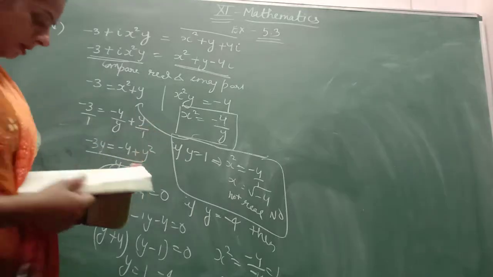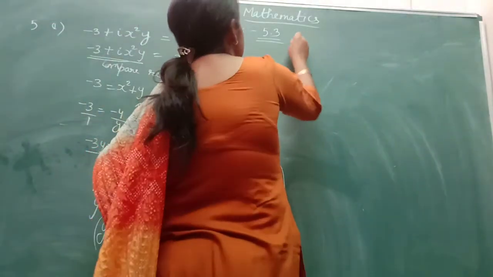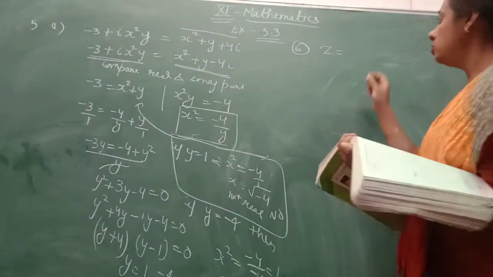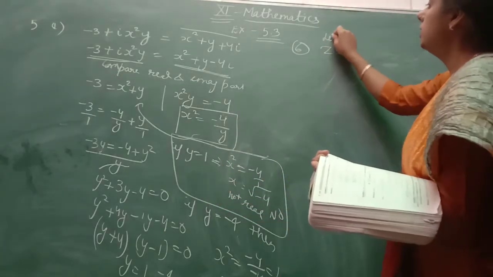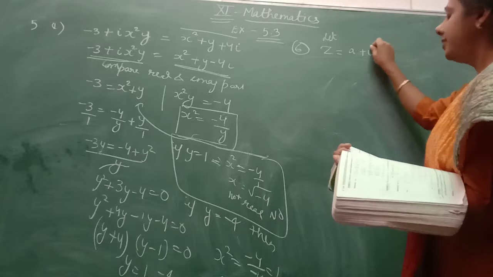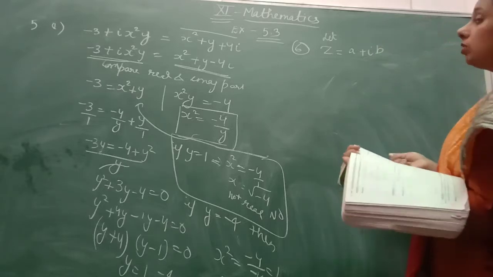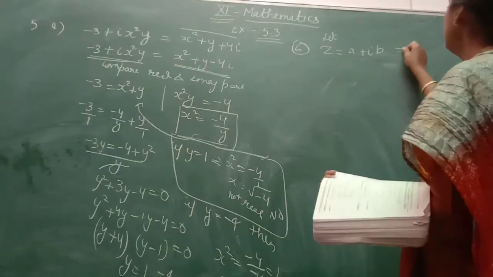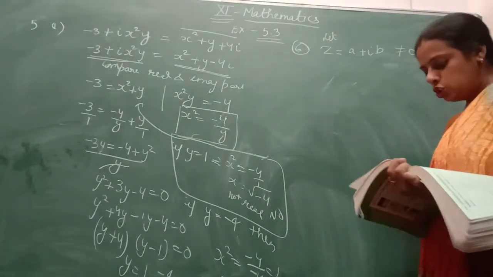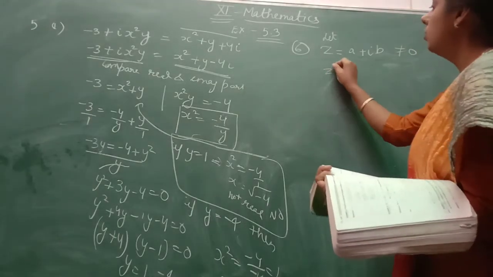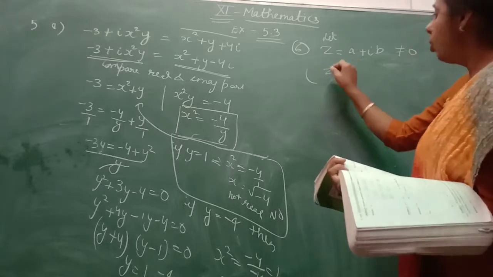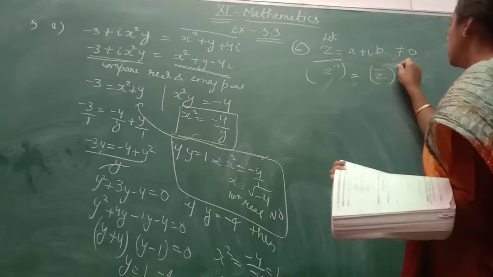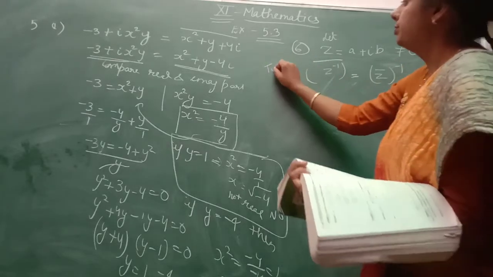Come to question number 6. If z is any complex number, it is not given, so you have to consider it by yourself. I have let z be a plus iota b, and z is not equal to 0. As you can see, I have taken a non-zero number. Okay, and show that z inverse whole conjugate is equal to z conjugate inverse. You have to show it.